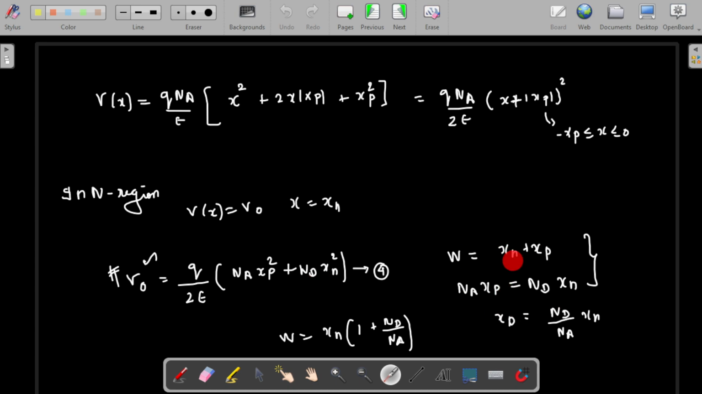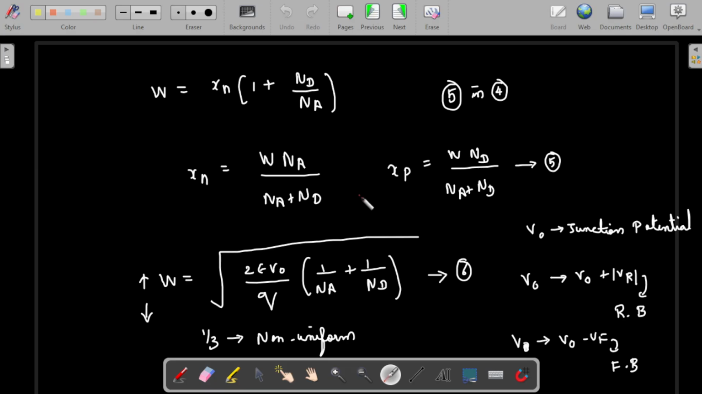So if we substitute xn and xp in equation 4, like this equation, then we are able to get the depletion region width formula. So the V0 here will be changing based on reverse bias and forward bias. So if it is forward bias, then that voltage will be subtracted. Then the depletion region width will decrease. If it is reverse bias, then the net V0 voltage will increase, so that the depletion region will also increase.